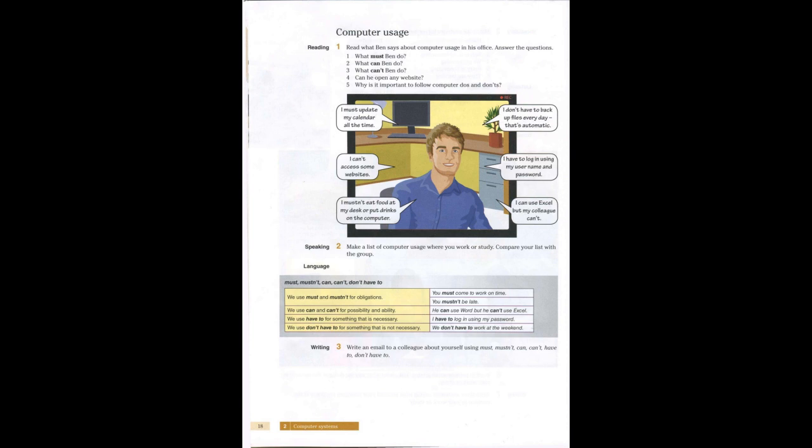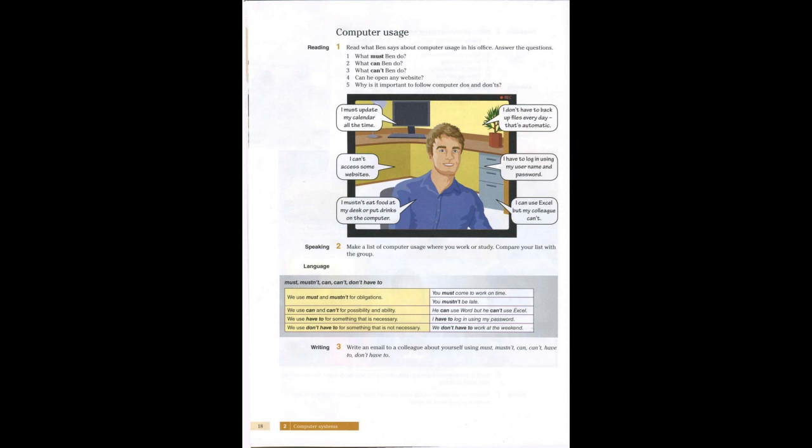So this guy, his name is Ben. He is working with the computer and he's talking about himself. So in these sentences, he says, for example, I must update my calendar all the time. I can't access some websites. I mustn't eat food at my desk or put drinks on the computer. I don't have to back up files every day. That's automatic. I have to log in using my username and password. I can use Excel, but my colleague can't.